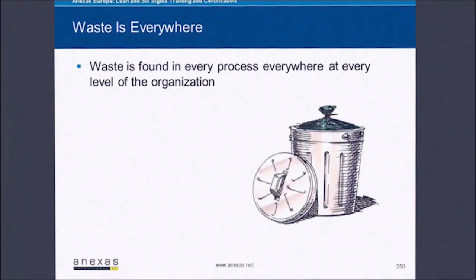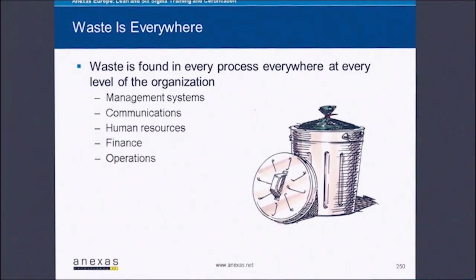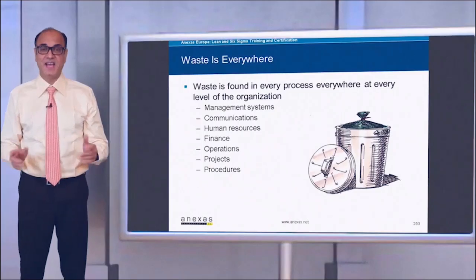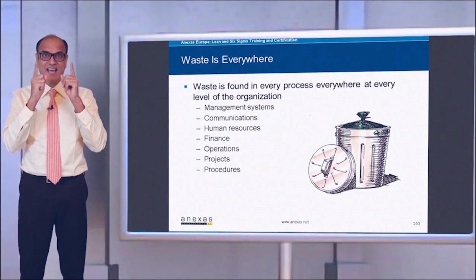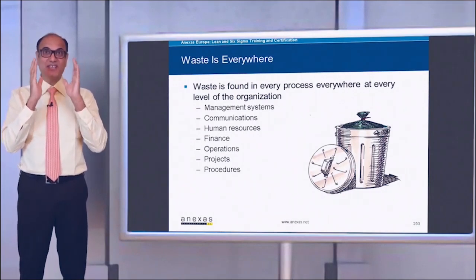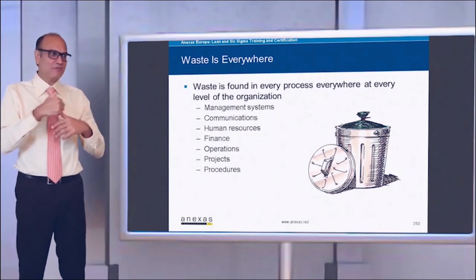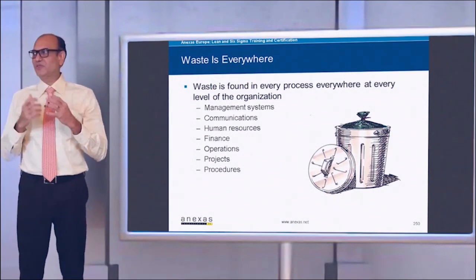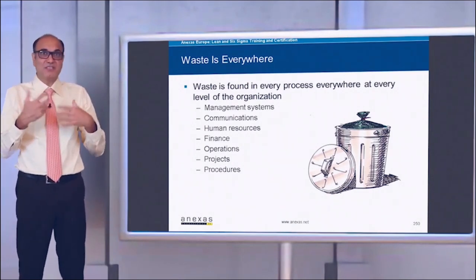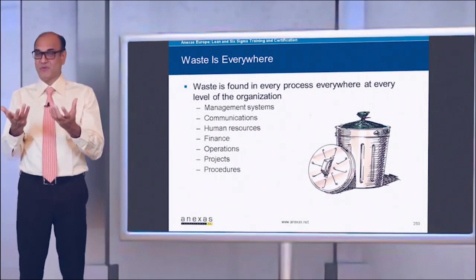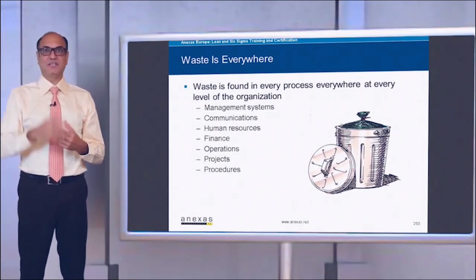Waste is found in every process, everywhere, at every level of the organization. It is found in management systems, communications, human resources, finance, operations, projects, procedures, everywhere. You should develop an eye to identify the waste. So when you are moving around in your organization, your eyes should be accustomed, your eyes should be trained to look for wastes. So these are the 7 wastes.